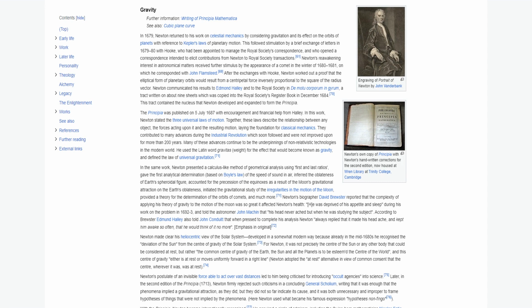Newton's postulate of an invisible force able to act over vast distances led to him being criticized for introducing occult agencies into science. Later, in the second edition of the Principia, 1713, Newton firmly rejected such criticisms in a concluding general scholium, writing that it was enough that the phenomena implied a gravitational attraction, as they did, but they did not so far indicate its cause, and it was both unnecessary and improper to frame hypotheses of things that were not implied by the phenomena. Here Newton used what became his famous expression, hypotheses non fingo.